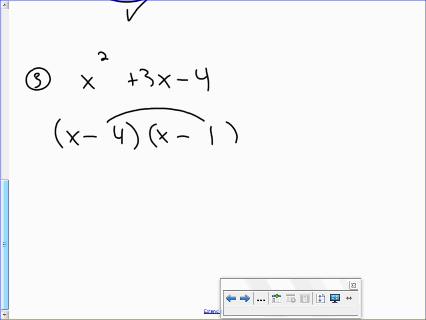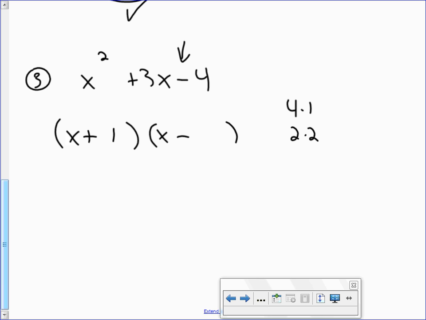Okay? What you want to recognize is that if this last number right here is negative, then you need one plus and you need one minus. No matter what this is. It doesn't matter what this is. If the last number is negative, then the plus and the minus. Okay? So I've got two choices here. It's 4 and 1, or it is 2 and 2.